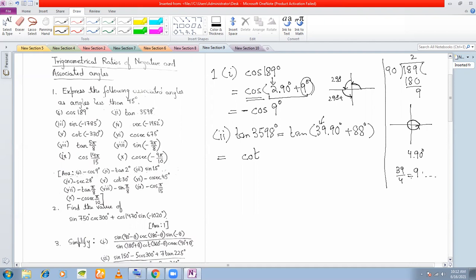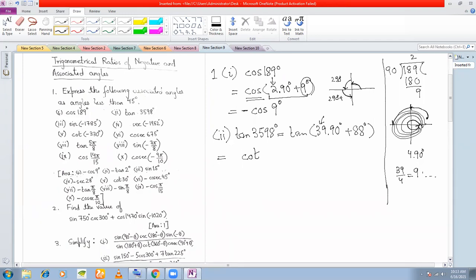9 point something. So that means 9 rotations you have completed. 1 rotation, 2 rotations, 3 rotations, 4 rotations, 9 rotations you complete. Next, you have plus 3, another 3 rotations. After completing 9 rotations, you are still in the first quadrant, right? Then in the 37th rotation, you go here. In the 37th rotation, you are in the first quadrant.